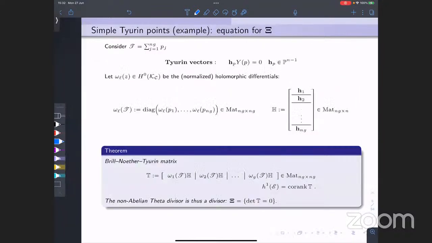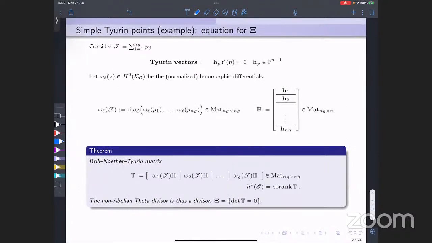So that's where these Tyurin points come in handy. Now, remember these Tyurin vectors, they're row vectors, so you have to think of them as rows. And first of all, I want to convince you that they are convenient to just get a hold of this non-abelian theta divisor. This is the non-abelian theta divisor. So how do you do that? Well, you cook up the following matrix of size ng, so it's a tall rectangle. You stack them one on top of the other.